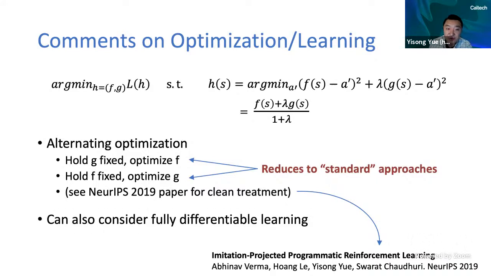One could also consider a fully differentiable version rather than doing alternating optimization, just a comment.